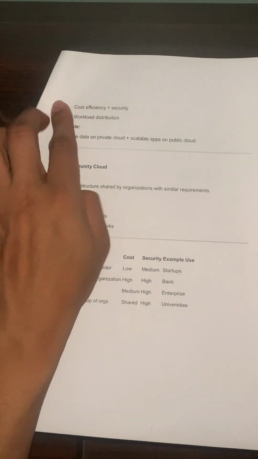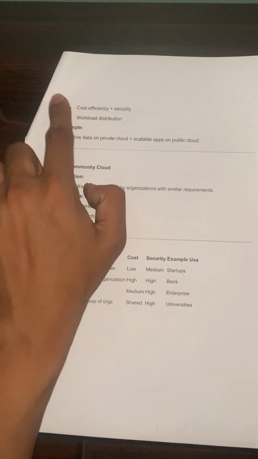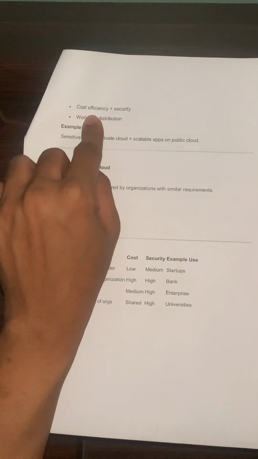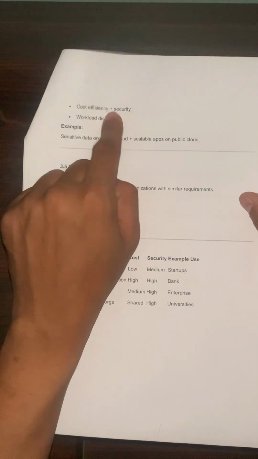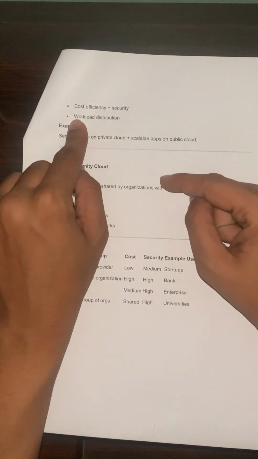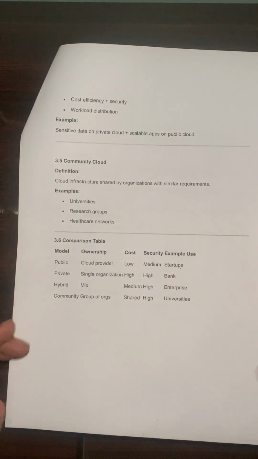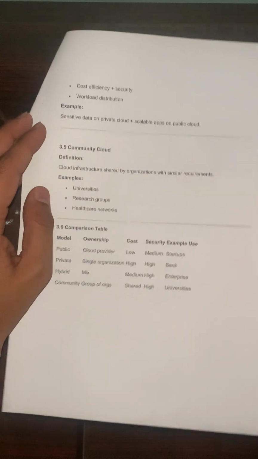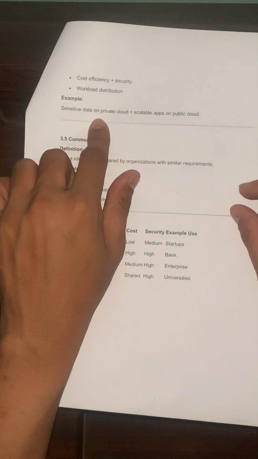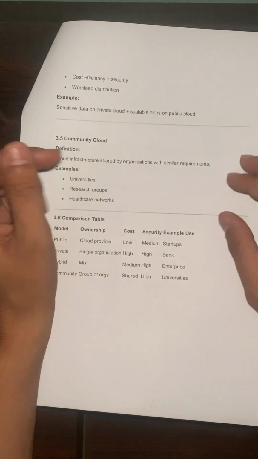The second is that it is cost efficient and secure. Cost efficiency was the feature of public cloud, and security was the feature of private cloud, so it combines both of them. And the third one is workload distribution. An example of this deployment model is sensitive data on a private cloud plus a scalable application on a public cloud.